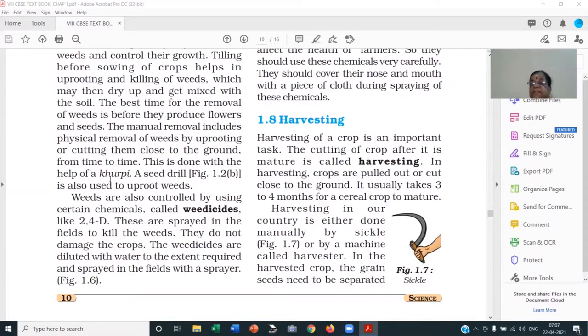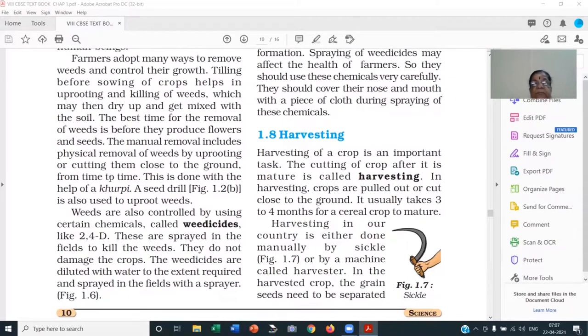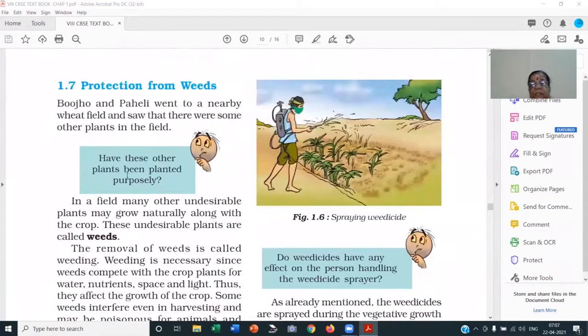Weeds are also controlled by using certain chemicals called weedicides, like 2,4-D, which is 2,4-dichlorophenoxyacetic acid. These are sprayed on the weeds to kill them and they do not damage the crops. Weedicides are diluted with water to the extent required and sprayed in the fields with a sprayer.